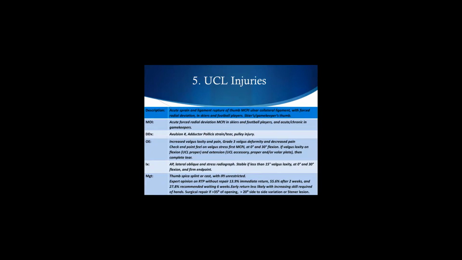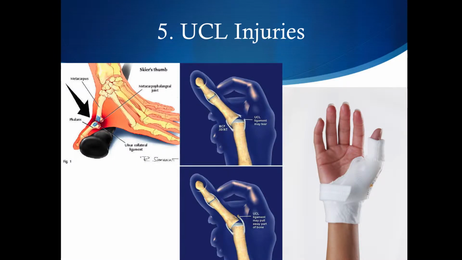The fifth condition is ulnar collateral injury of the thumb at the metacarpal phalangeal joint. This results from acute sprain or tear of the ulnar collateral ligament with forced radial deviation. It is seen in skiers and football players and is also called skier's or gamekeeper's thumb. Differential diagnosis would include avulsion fracture, adductor pollicis strain or tear, pulley injuries, volar plate injuries, or sesamoid injuries.